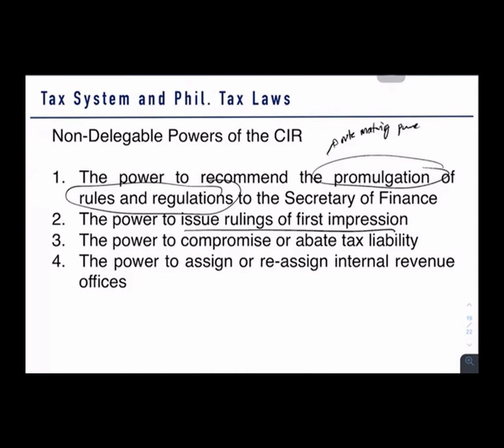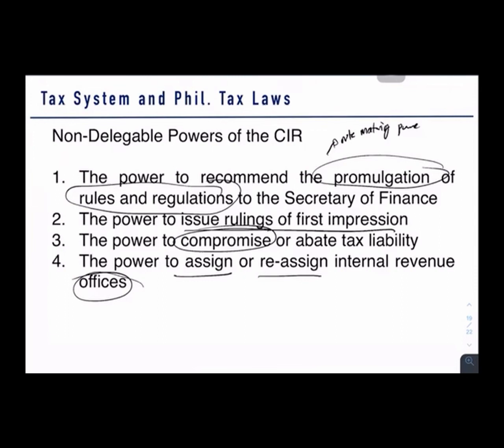Next, the power to compromise or abate tax liability. Again, this is the power of the CIR to lessen the burden of tax, to lessen the amount of tax. Number 4, the power to assign or reassign revenue officers. So we said a while back, only the CIR can reassign or assign revenue officers from one place to another. Okay? So these are non-delegable powers.